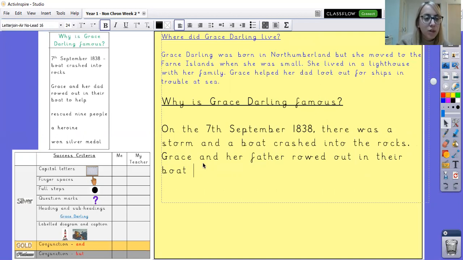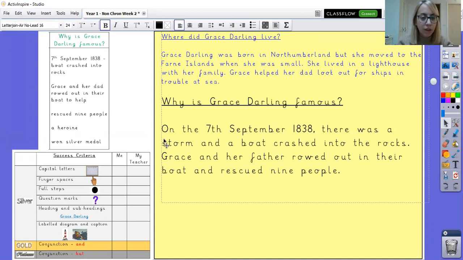I can see I've also got rescued 9 people, so I might join those two ideas together. Grace and her father rowed out in their boat and rescued 9 people. So I'm going to join those two pieces of information together. I'm going to use my conjunction and again. Grace and her father rowed out in their boat and rescued 9 people. Wow, what brave people Grace and her father were.